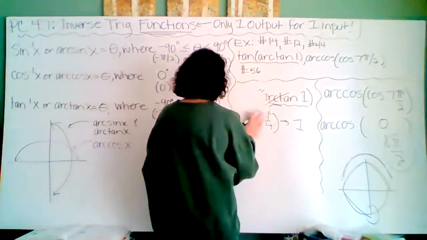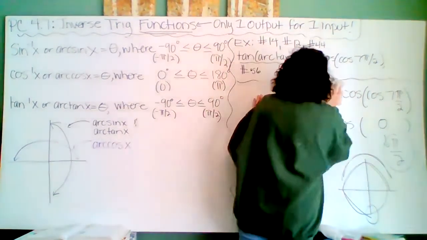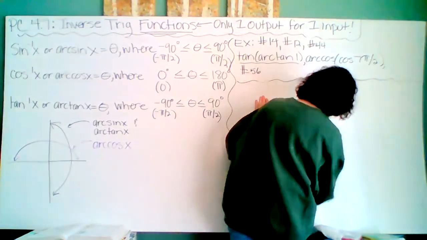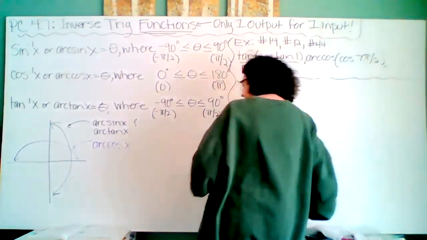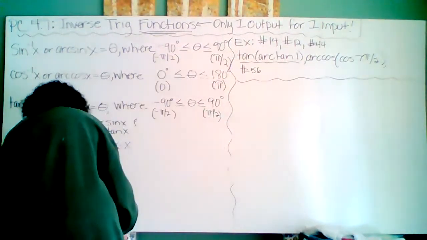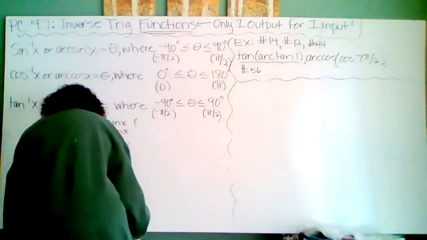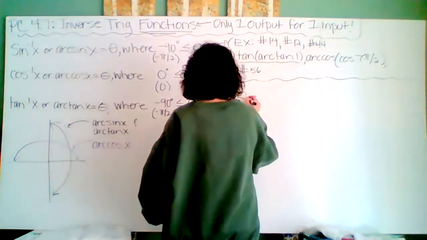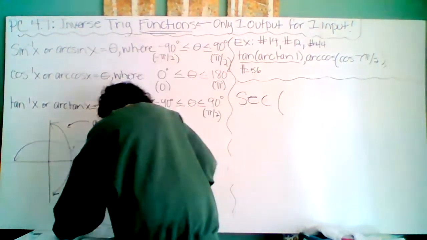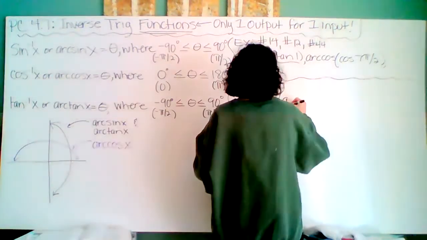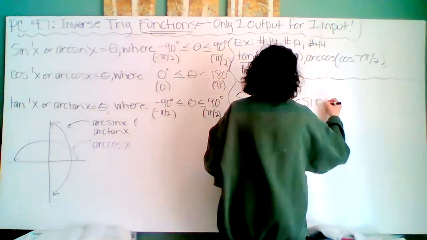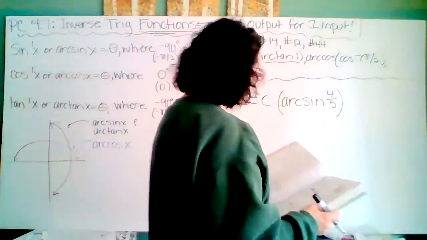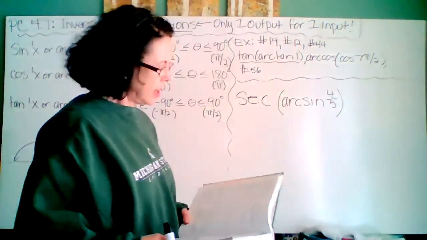Let's do number 56 and we're done. On number 56, they are asking for secant of arc sine of 4/5. Oh, this looks tough. Okay. Now, they even say, find the exact value of the expression. So they want us to evaluate this.